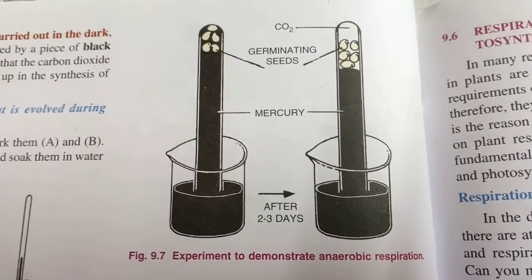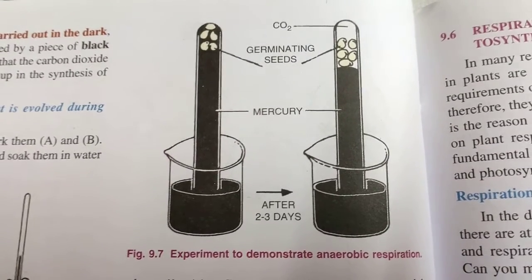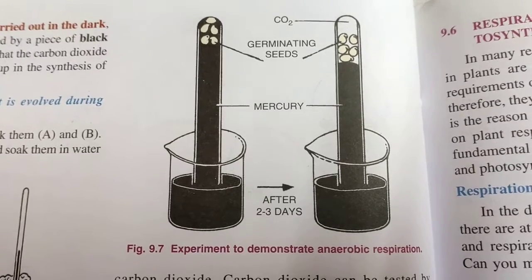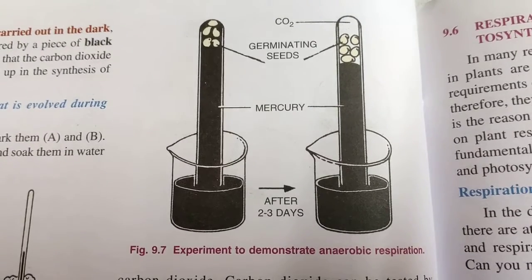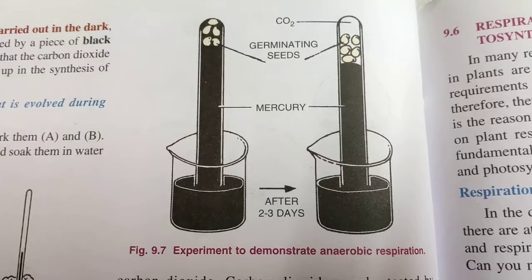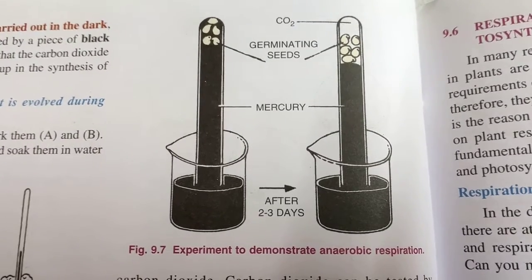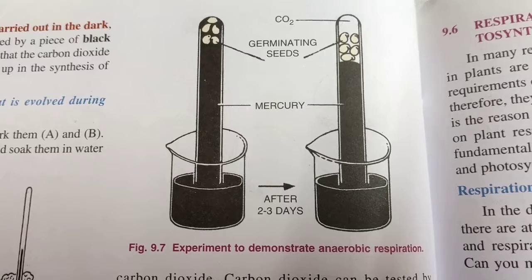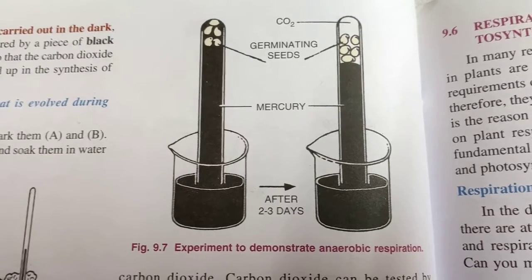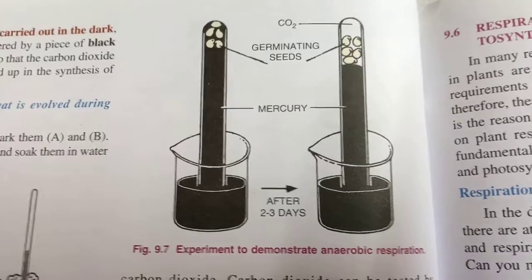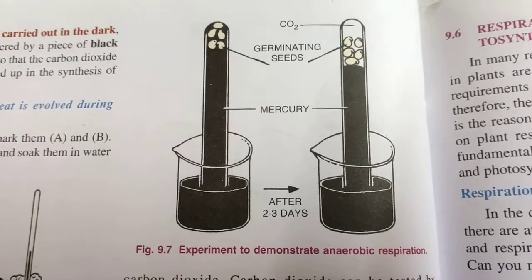Carbon dioxide can be tested by introducing potassium hydroxide into the test tube, which will float up through mercury, and on coming into contact, it will absorb the carbon dioxide and the level of the mercury will again rise. A similar control experiment could be set up in which the seeds may be kept after killing them by heating and sterilizing them with some antiseptic. No gas will be liberated in the control.